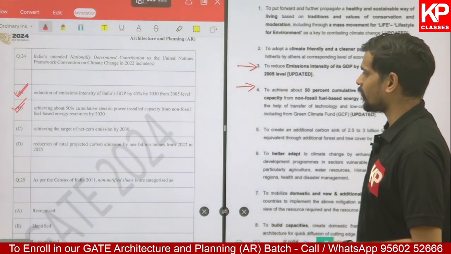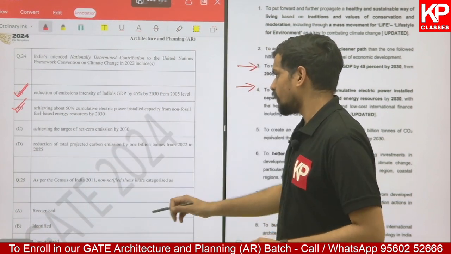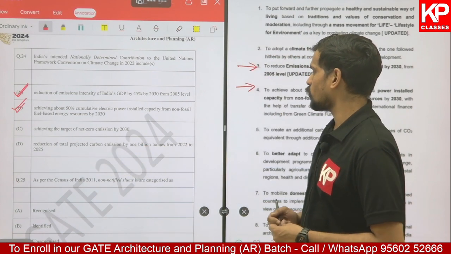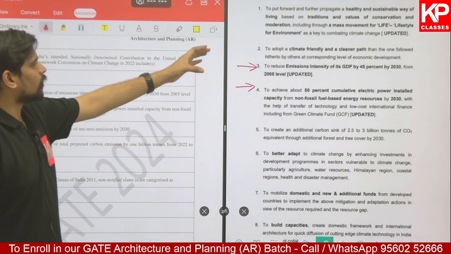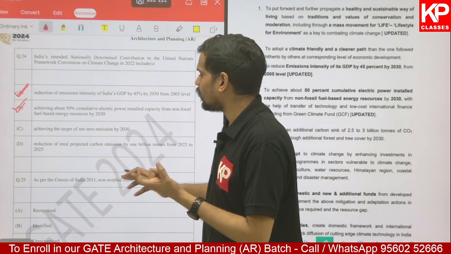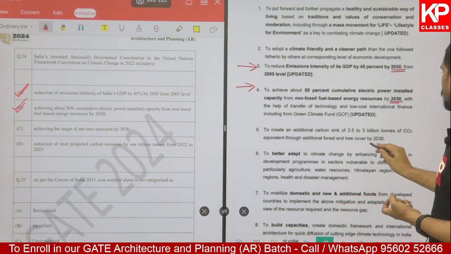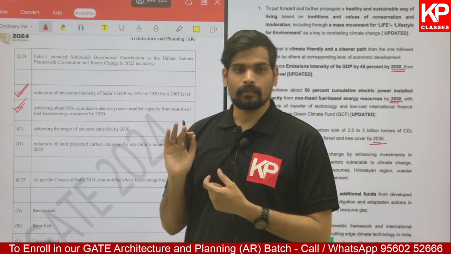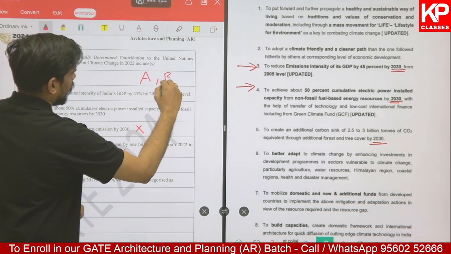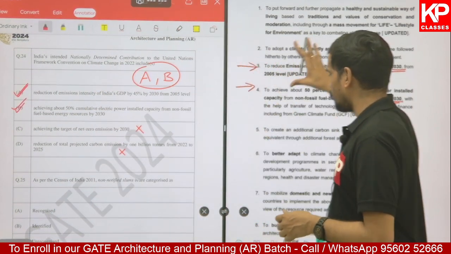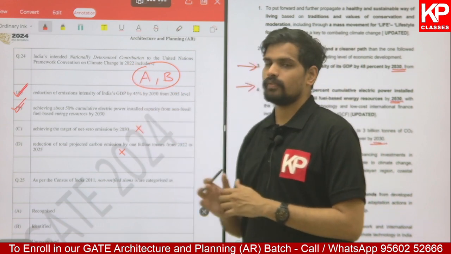Achieving a target of net zero emission by 2030 would be unrealistic, and also you will not find that in the list. There is no net zero target by 2030 as such. Reduction of the total projected carbon emission by 1 billion tons from 2022 to 2025. You can remember when you go through this, the nationally determined contributions are all targeted for the year 2030. You'll not have one particular point for a separate target year of 2025. So if you check that document, 2030 is the target year, and this also is not a correct option. Options A and B are the correct options for this question. It's based on those 8 points which have been accepted by India as its nationally determined contribution for UNFCCC.